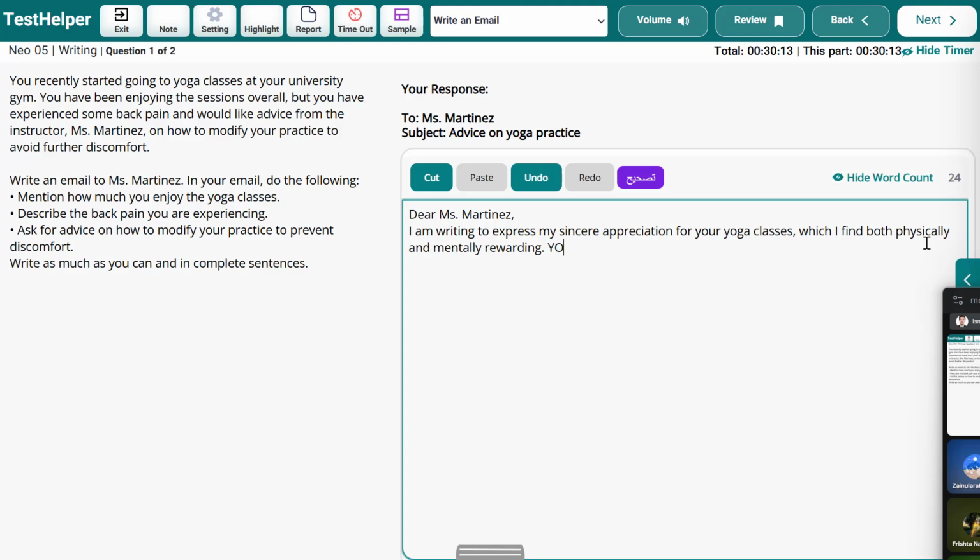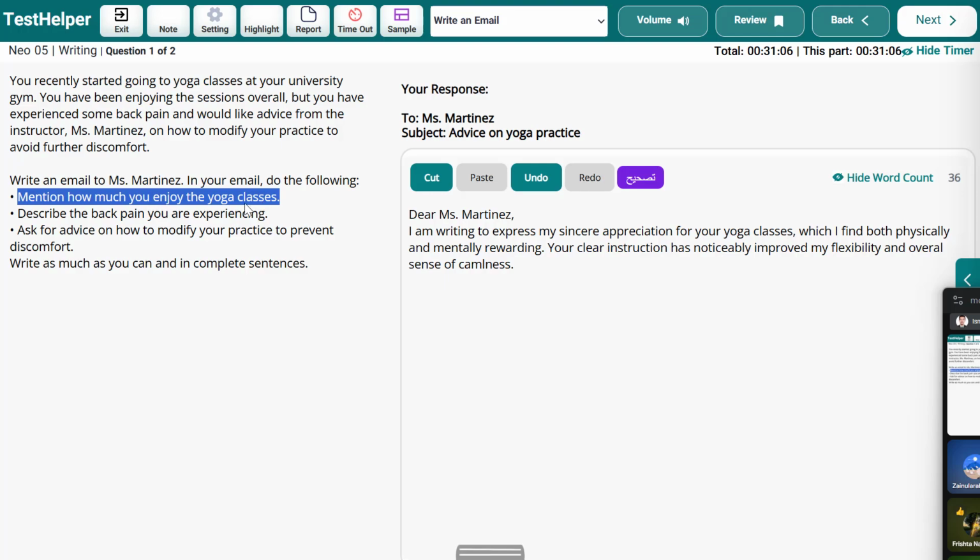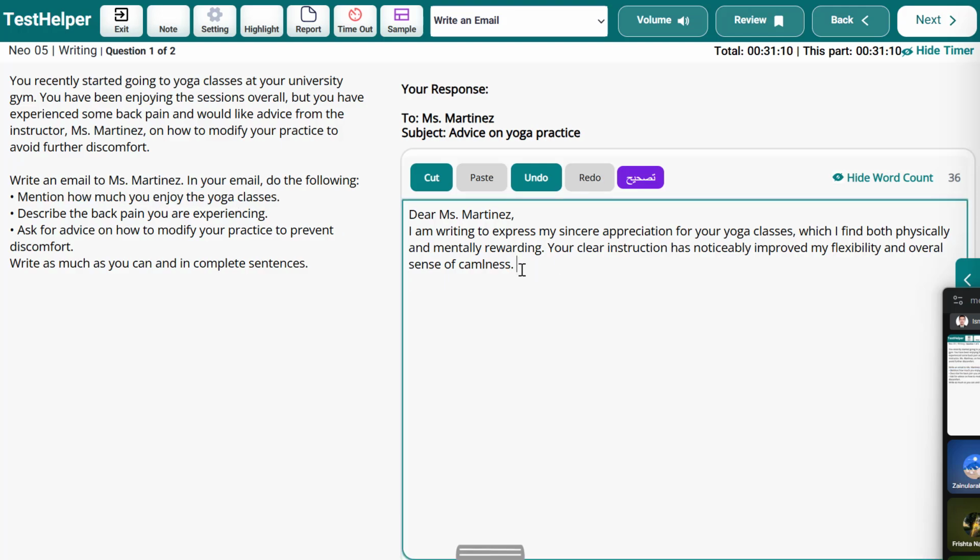And then we can express how you found it rewarding. You can say, your clear instruction has noticeably improved my, for example, flexibility and overall sense of calmness. We can add this word. Up to here, we answered only the first bullet point. We mentioned how you enjoy the yoga classes. It was perfect. Then, what should we do?